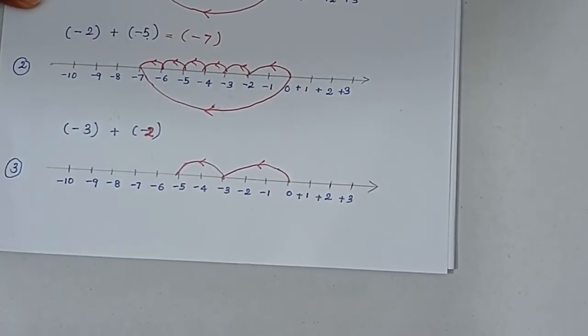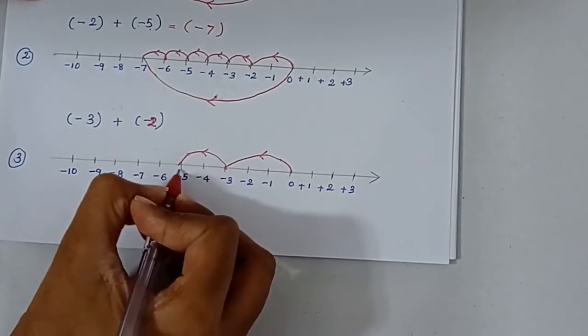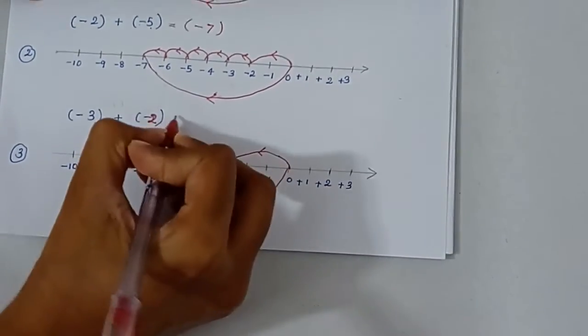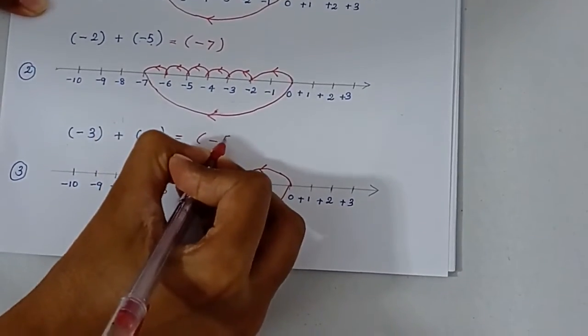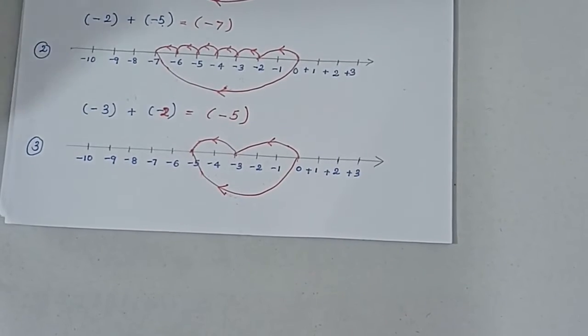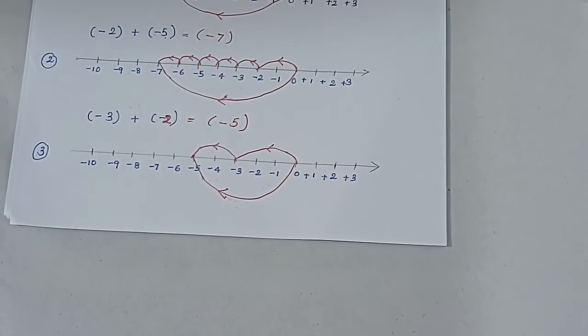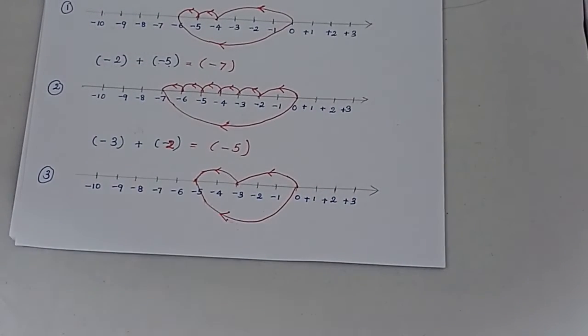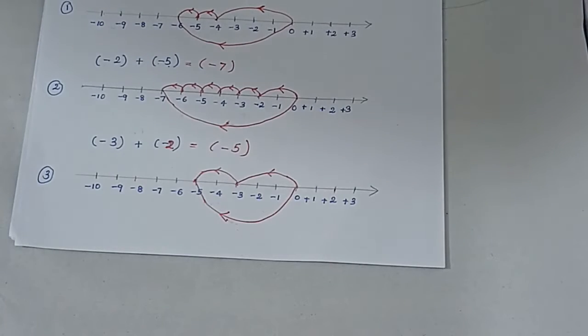Both methods are correct. Now we add negative 5 from 0 to negative 5. The answer will be negative 5. Clear? Then we have discussed 3 examples for this method, adding 2 negative integers. Then again you have your exercise for this part, exercise 8.2. You have to complete that exercise after these examples.